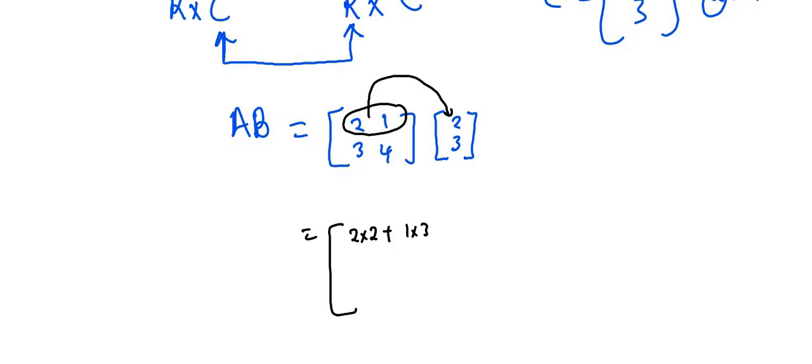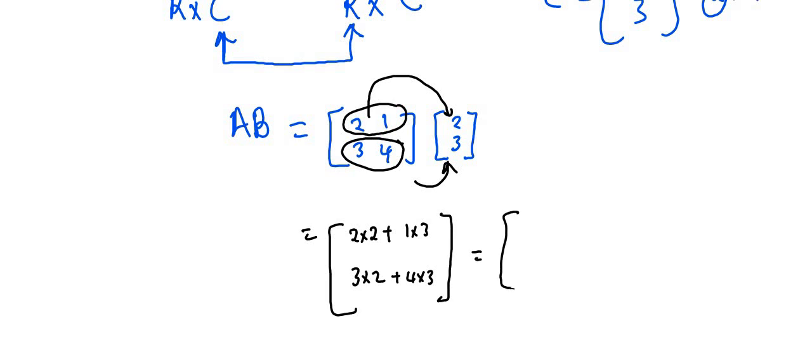Then down here, because we're now multiplying this row and the same column again, we're now going to have 3 times 2, which is a 6. Then there's a 4 by 3. So on top, we just have a 4 plus a 3. At the bottom, you just have a 6 plus 12. And this is going to give us a 7 and then 18.